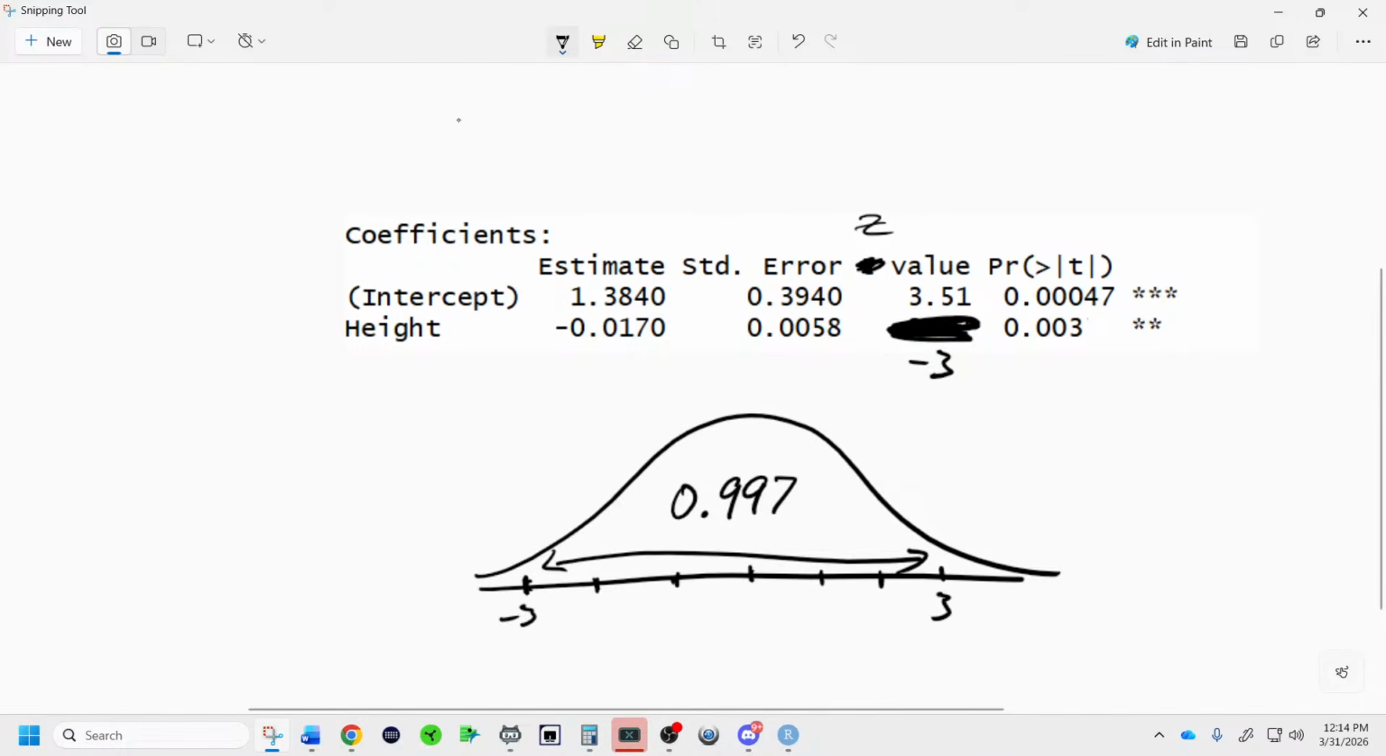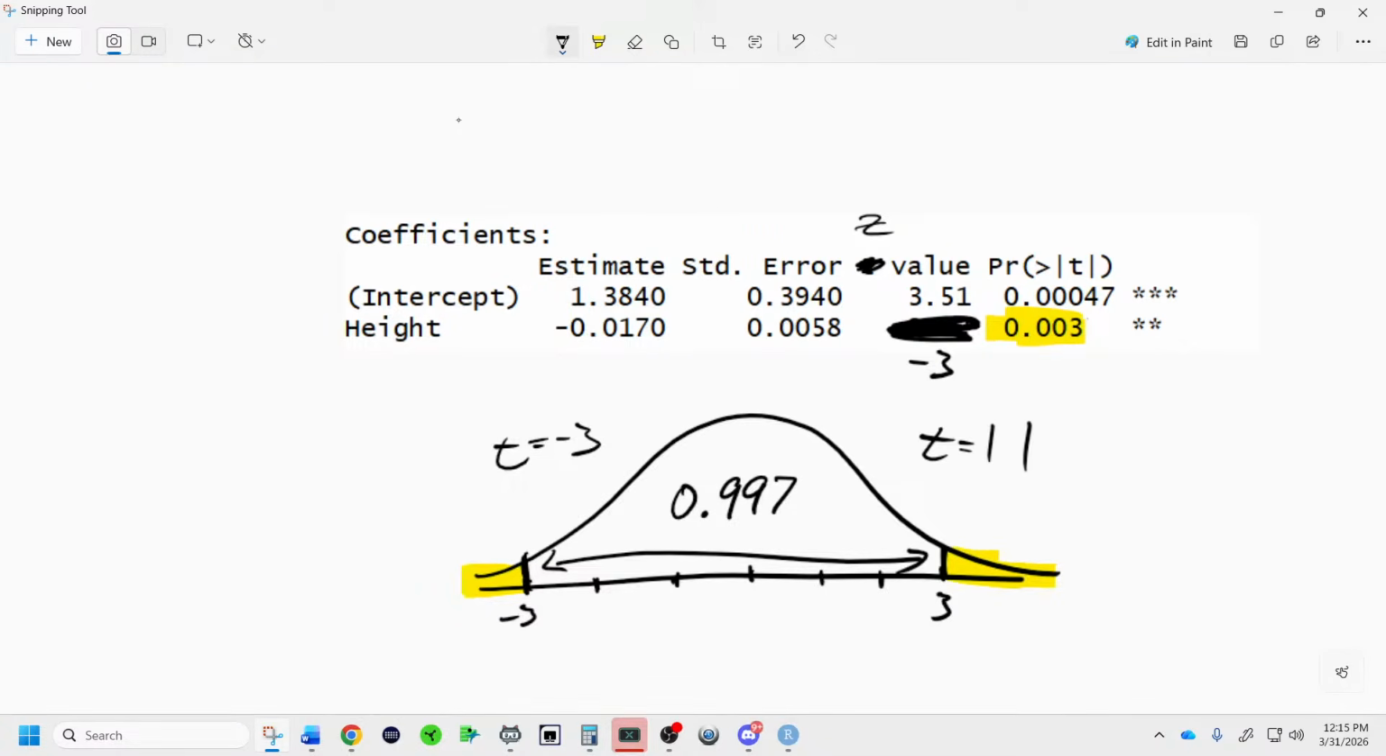What does that leave remaining on the outside? This is your t equals -3, and this is the absolute value of t equal to 3. So it's one just as extreme.